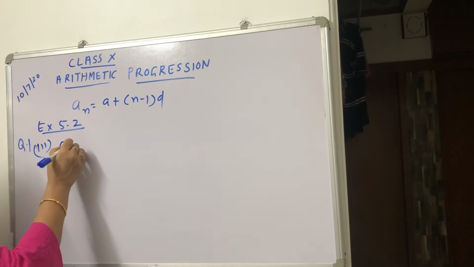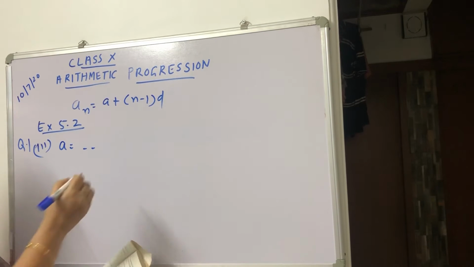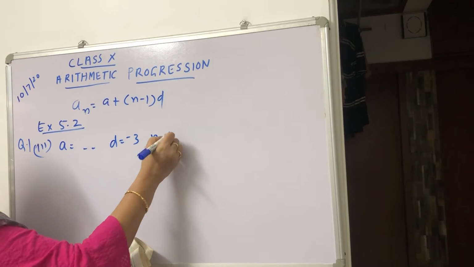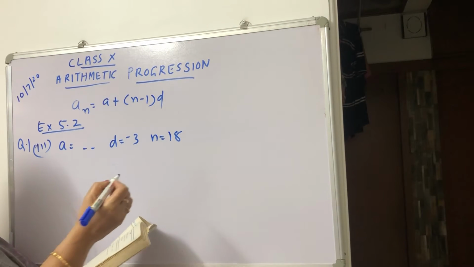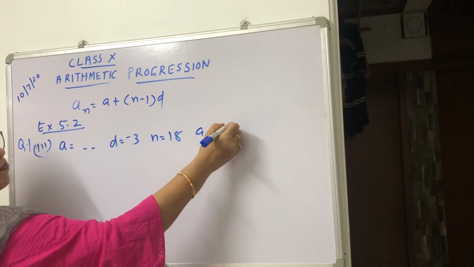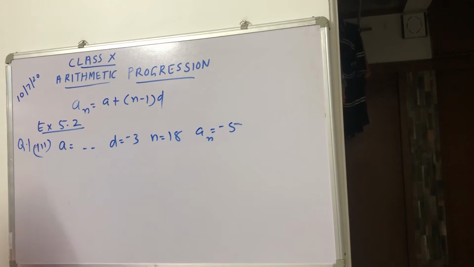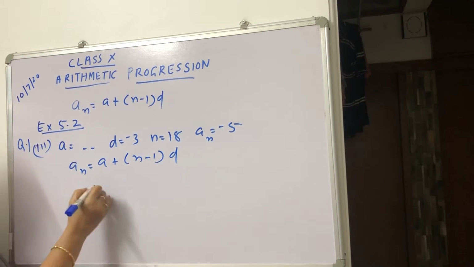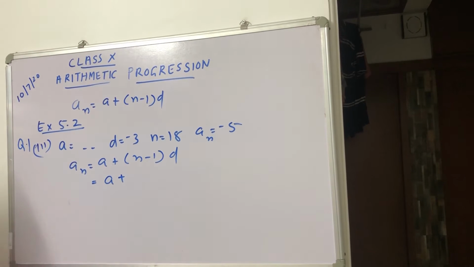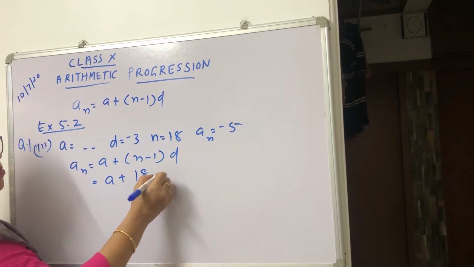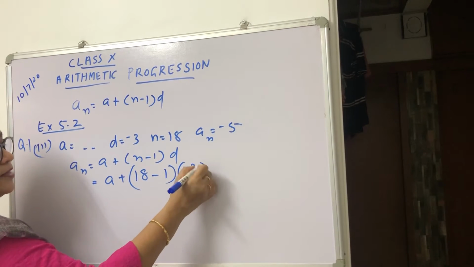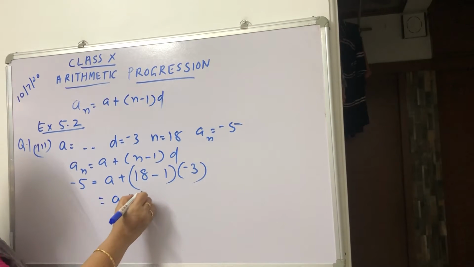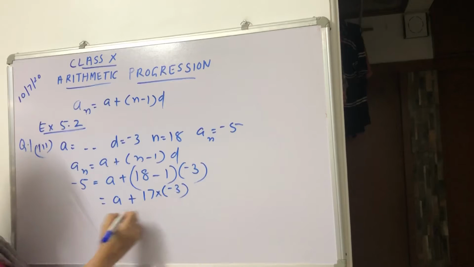a is not given, a is blank, d is minus 3, n is 18, a_n is minus 5. a_n = a + (n - 1) d. You don't know the value of a. n is equal to 18, 18 minus 1, into minus 3. a_n is minus 5. That is a plus 17 into minus 3.